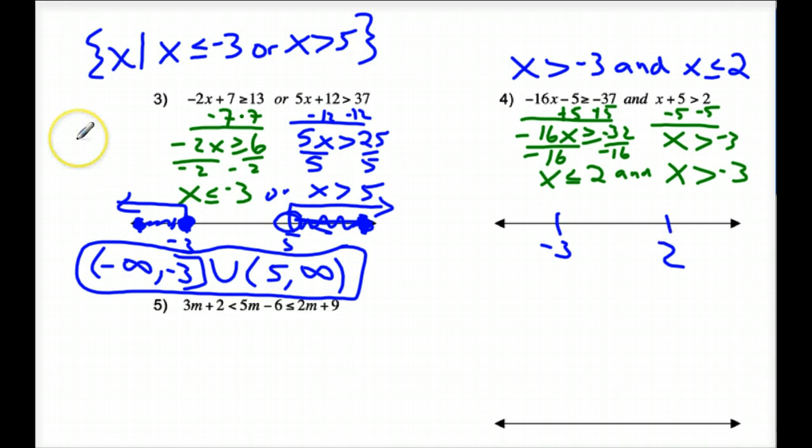Talk to me about circles and shading. For the -3 you do a closed circle. Why closed? Because there's a line under it. There's not. X is greater than -3, so what kind of circle? Open, and you shade it in the middle. What about the 2? What kind of circle? Closed. That one's a closed circle. And guys, put your thumbs up in the air. How do and ones usually go? In the middle. We're going to shade it.